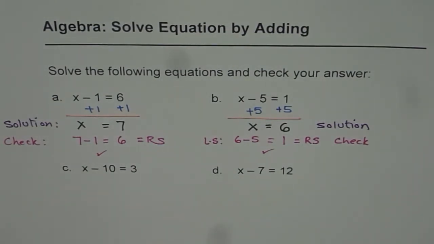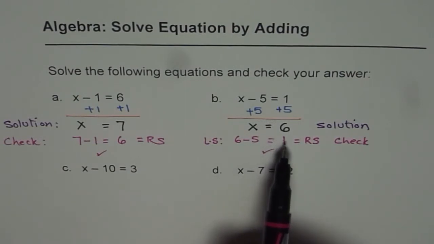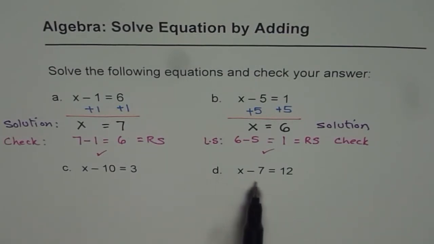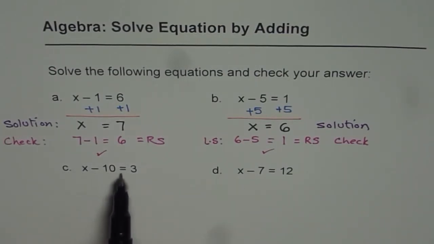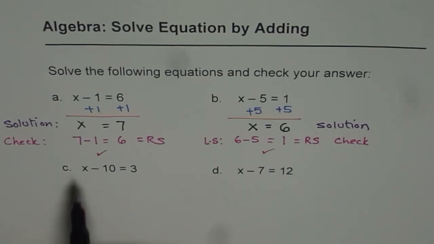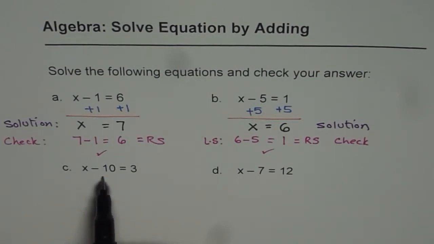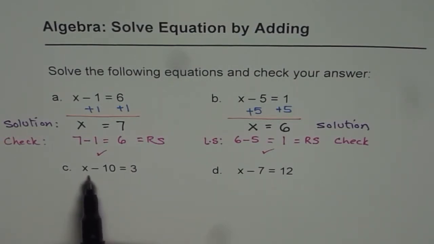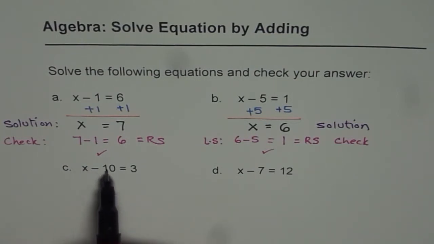I'd like you to watch this video once again and understand how we did this. And follow these steps to solve parts C and D, which are very similar, right? So x minus 10 equals 3. Copy the question. Now to find the value of x, we need to add 10 on both sides. If I do plus 10 here, minus 10 plus 10 becomes 0. We are left with x. And plus 10 on the right side will make it 13. So 13 is the solution. And to check, I can place x as 13. 13 minus 10 is 3.